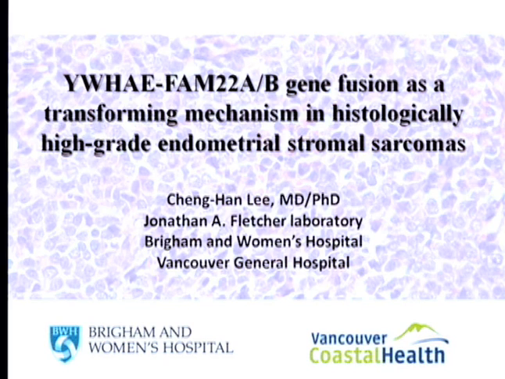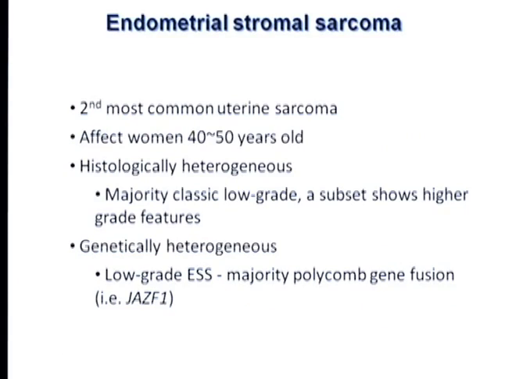The backdrop for this is some work that Jeff Sklar, then in our department, now moved to Yale, led with my group about 10 years ago, showing that many of the low-grade classic forms of endometrial stromal sarcoma have a chromosome 7p translocation, and that results in rearrangement of a transcriptional regulator called JAZF1. Okay? That's a straightforward group of endometrial stromal sarcoma.